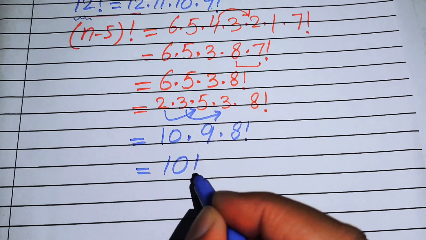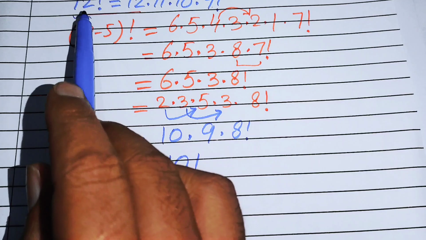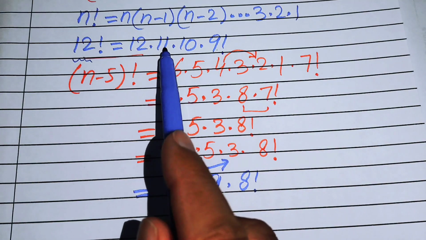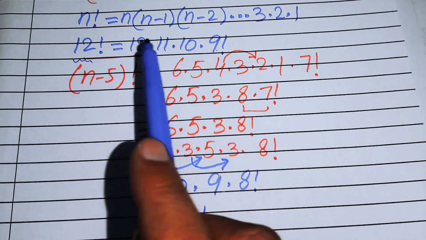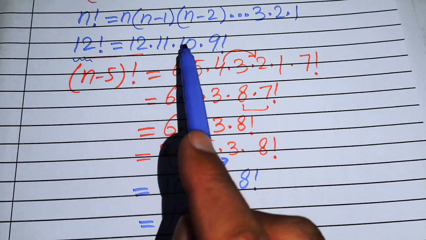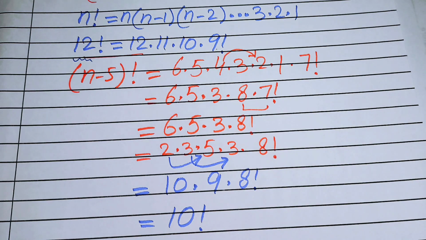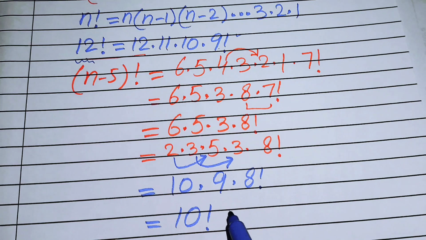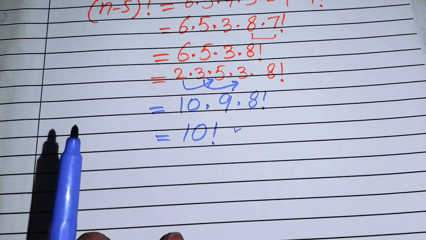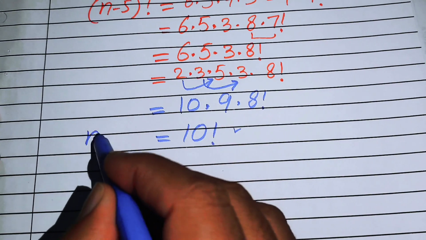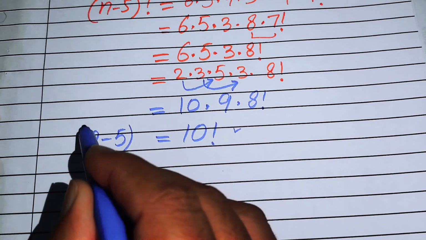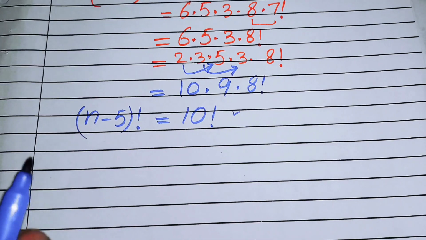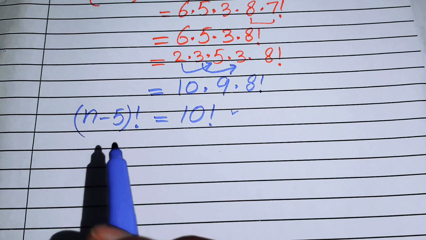You see that we have 10 times 9 times 8 factorial, and we write it as whole 10 factorial, because if you have 12 factorial and we break it as 12 times 11 times 10 times 9 factorial, then when you combine all these terms, it becomes whole 12 factorial. So we write this term as 10 factorial. And in the left hand side we have (n minus 5) factorial. So we have (n minus 5) factorial equals 10 factorial.